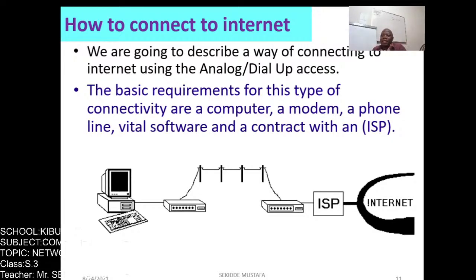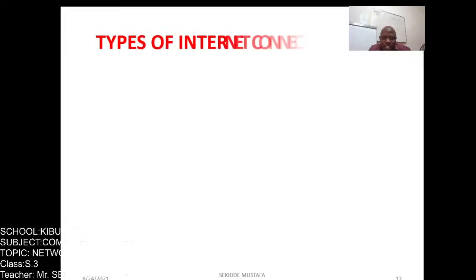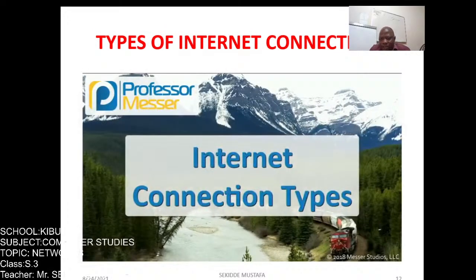In order to access the internet, some of you are using laptops, but you are getting the information of the internet from your phones. We are going to see how we call that connection. Then vital software, which helps you connect to the internet, and then a contract with an ISP. We are going to see a bit of that, and how we connect to an ISP.